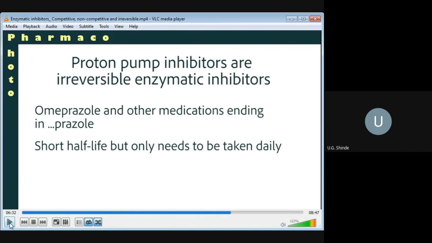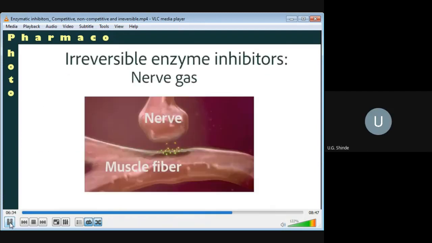So I knew about Pan D, I knew about Omez, that's why I said that whenever the suffix prazole is there, it is going to inhibit the proton pump. Okay? Yes, sir. daily basis.